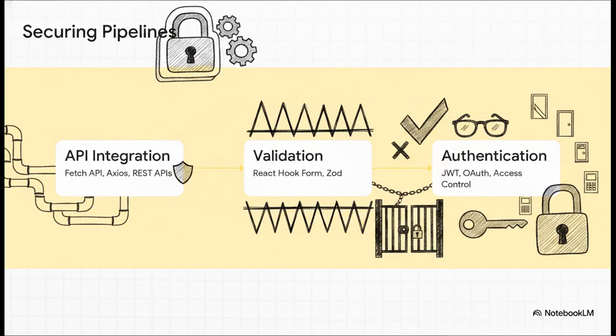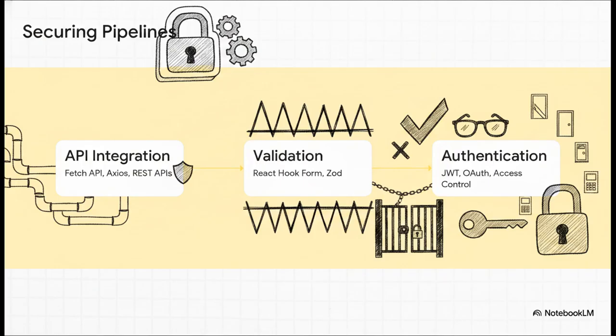Of course, you can't just have open pipes everywhere. You need to secure those pipelines and manage what goes in and out. This means progressing from basic CRUD operations using Fetch or Axios to handling user input safely. For forms, tools like React Hook Form, paired with Zod for validation, are definitely the modern standard.